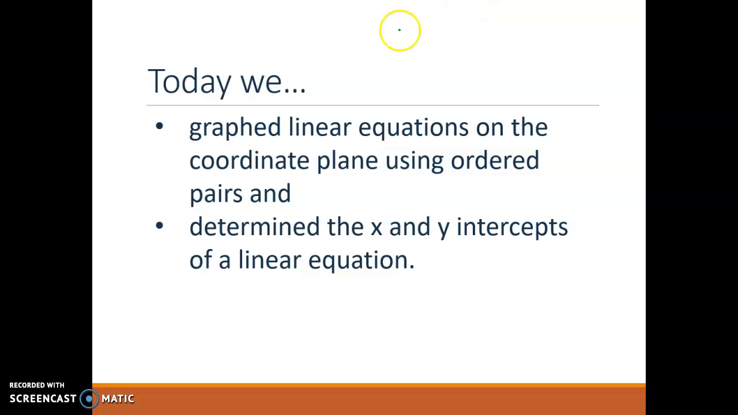All right, today we graphed linear equations on the coordinate plane using ordered pairs, and we determined the x and y intercepts of a linear equation. Remember, at the x-intercept, y equals 0 because it's on the x line. And at the y-intercept, when it's right on the y line, x equals 0 because it's on the y line. Right, that's what we did today.